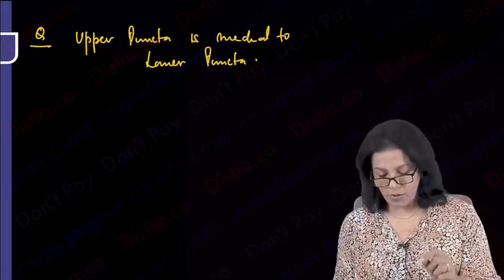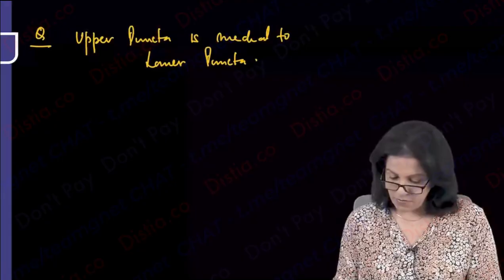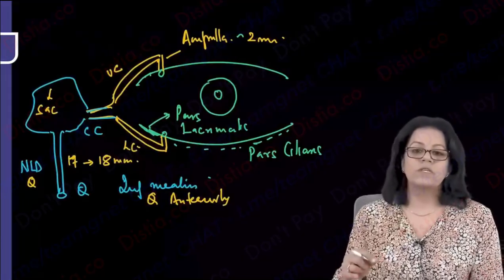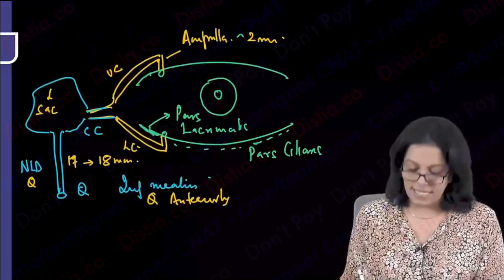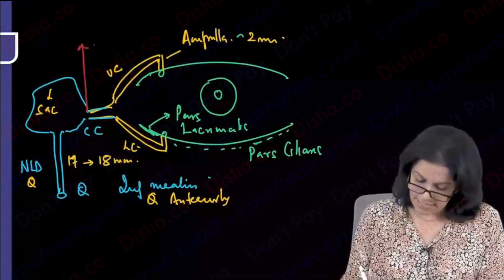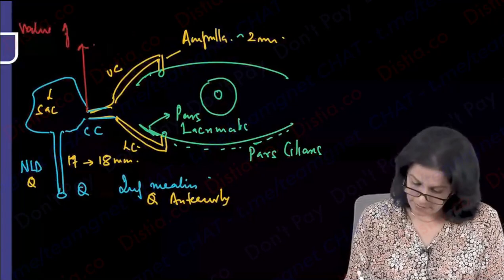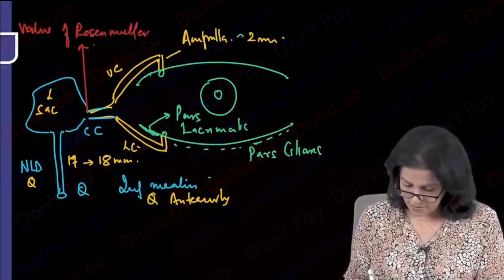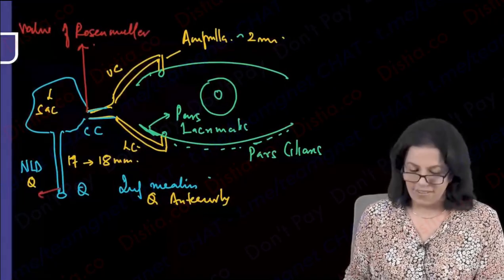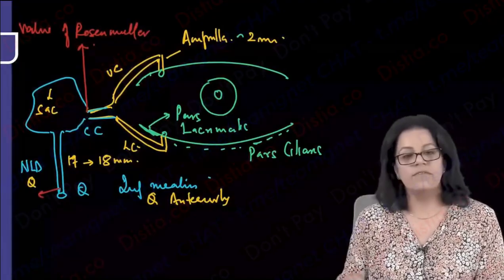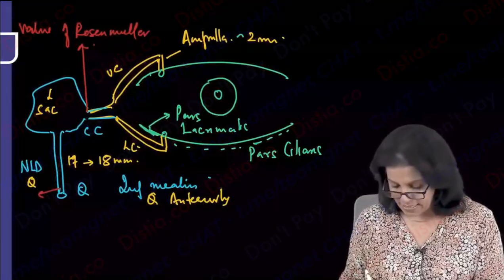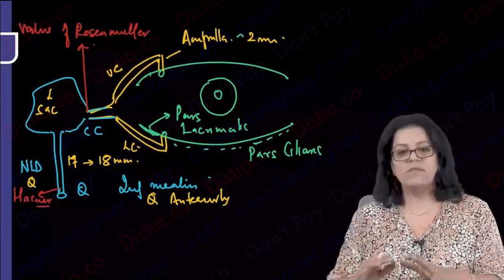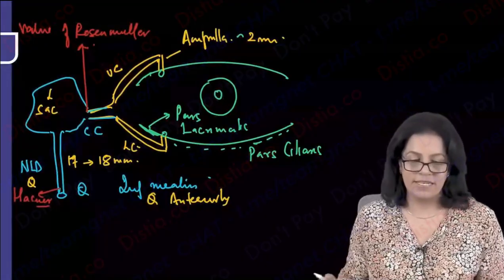Okay. Then we have to know about two valves. One is valve of Rosenmuller. So this valve of Rosenmuller is present between the CC, that is common canaliculi, and the lacrimal sac. So let's write here valve of Rosenmuller. Another valve that we will learn here is, this one is very important, valve of Hassner, which is opening, that means at the NLD, when it is opening into the inferior meatus, just before that is valve of Hassner. Done? So that was about your anatomy of the lacrimal drainage system.